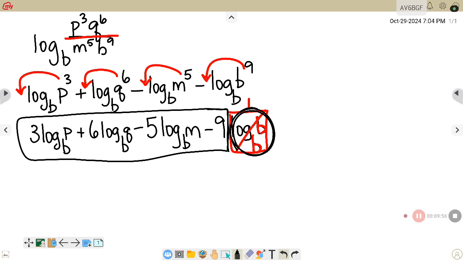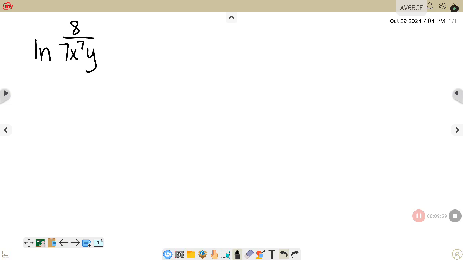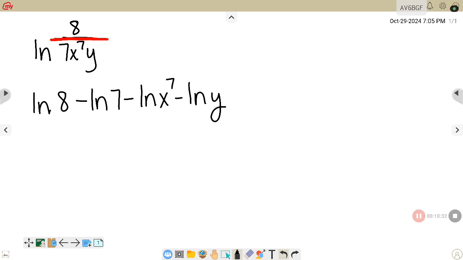Right, this next one, same kind of thing. I've got sums and differences because I have a fraction. So my first one will be ln of 8. That's the only one in the numerator. So since I am moving now to the denominator of this fraction bar, I'm going to switch to differences, which is minus ln of 7 minus ln of x to the 7th minus ln of y. And last step, bring down that exponent. So I've got ln of 8 minus ln of 7 minus 7 ln of x minus ln of y.